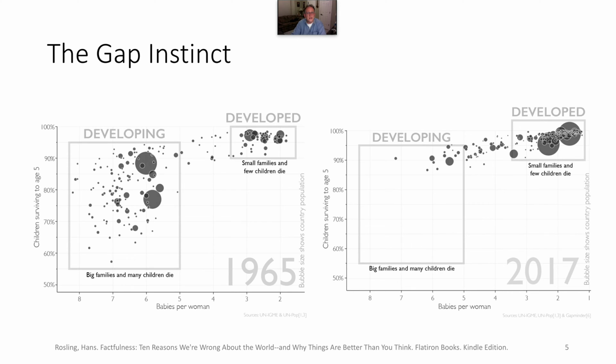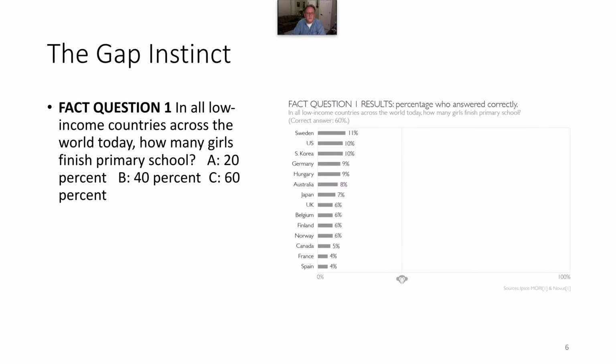And that's the mindset we have to get ourselves out of: not assuming what the data is going to tell us, but actually looking. So that brings us to fact question number one. In all low-income countries across the world today, how many girls finish primary school? 20, 40, or 60%? Well, the answer is C, 60%. And you'll see that from all the different countries that Hans made this presentation to and gave this test to, about 12,000 people over the years, literally everybody got this question wrong.